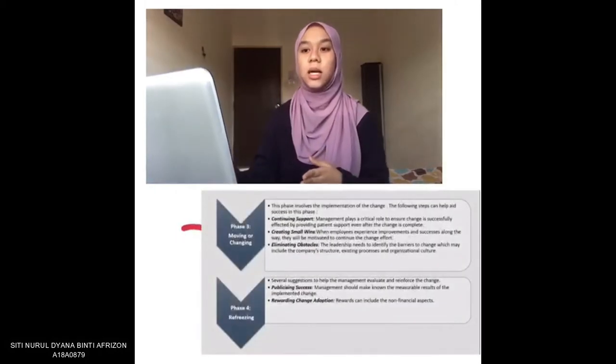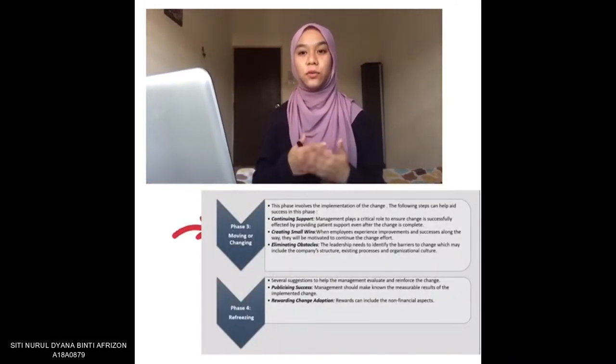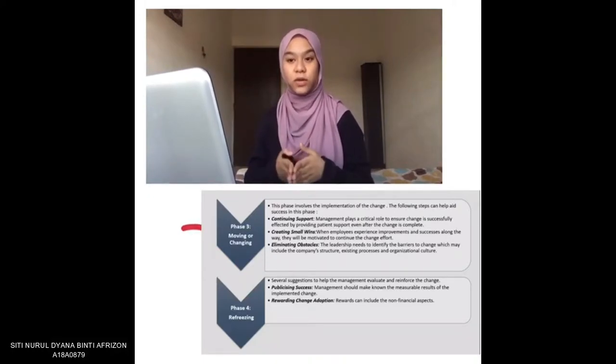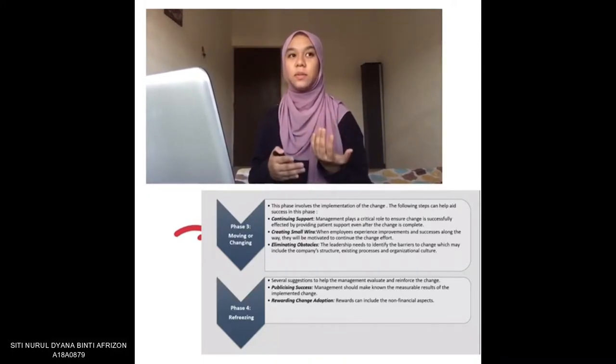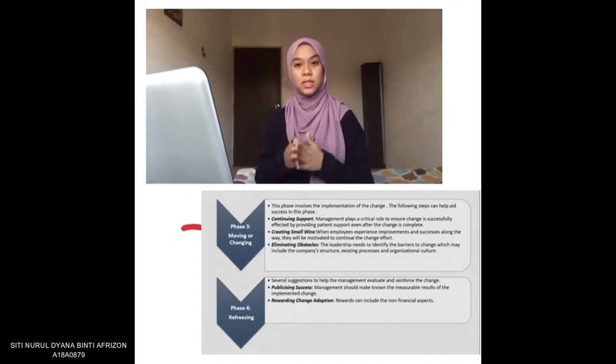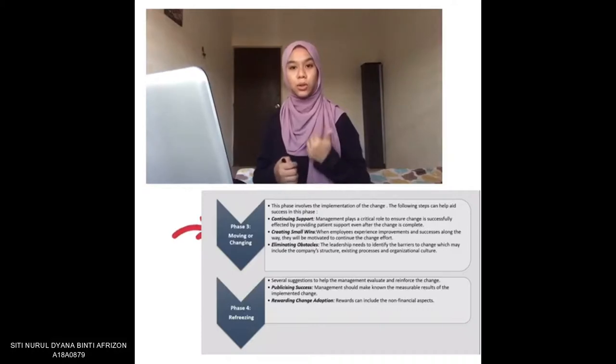So next, the third phase is moving or changing. These phases involve the implementation of the change. There are a few steps that can help this to succeed in the phase, which is the first one is continuing support.